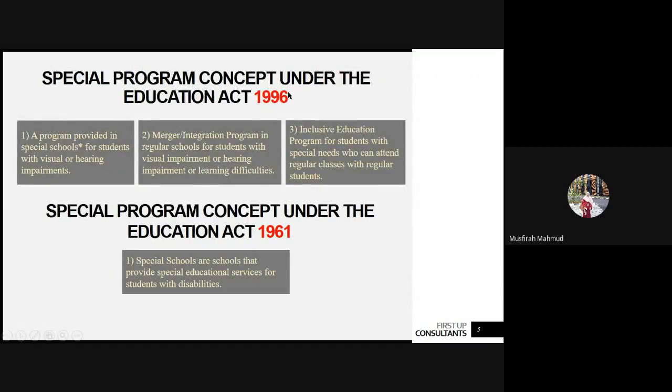Special program concept under the Education Act 1996. First, a program provided in special schools, for example for students with visual or hearing impairments. Second, merger integration program in regular schools for students with visual impairment, hearing impairment or learning difficulties. Third, inclusive education program for students with special needs who can attend regular classes with regular students. Special program concept under the Education Act 1961. Special schools are schools that provide special educational services for students with disabilities.